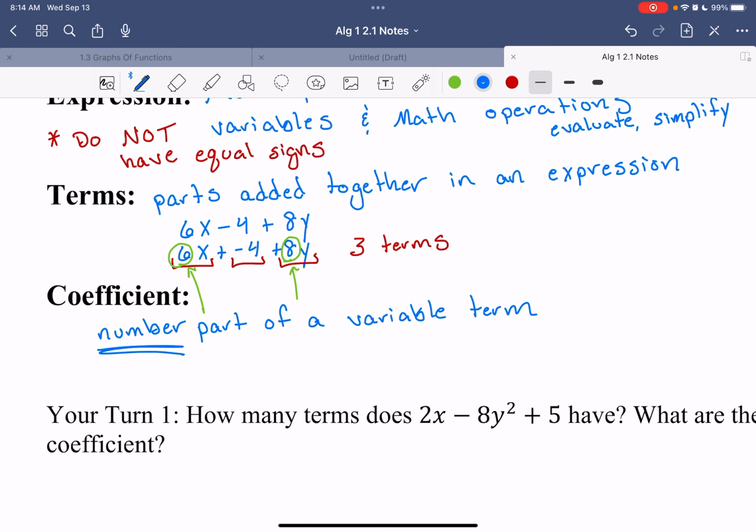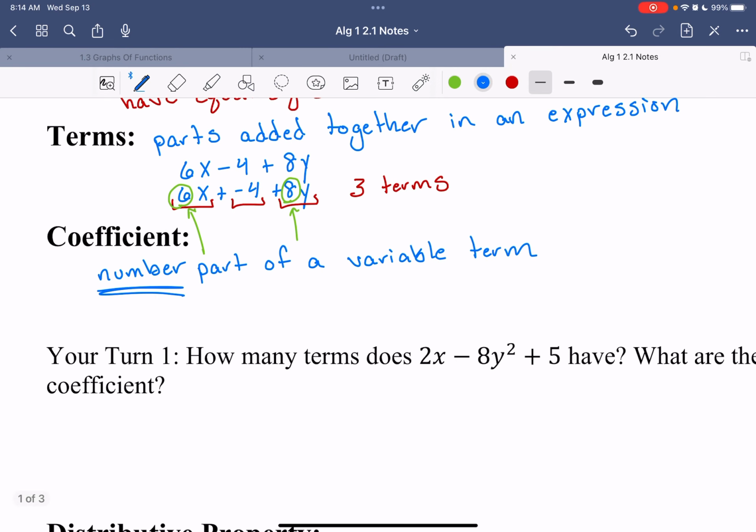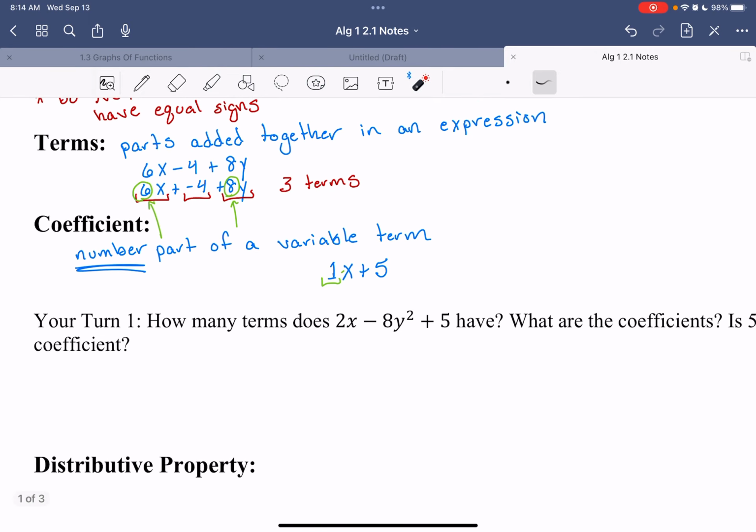Okay, and we've had the discussion before. If I just have a variable with no number part, for example, let's take x plus 5. That has a coefficient of 1 because it's only one x. So the coefficient is 1 if there isn't a number written in front of it. 1 just tends to be that number we don't write. Okay, it's only one x as opposed to this one having 6 x's. Okay. Now your turn.